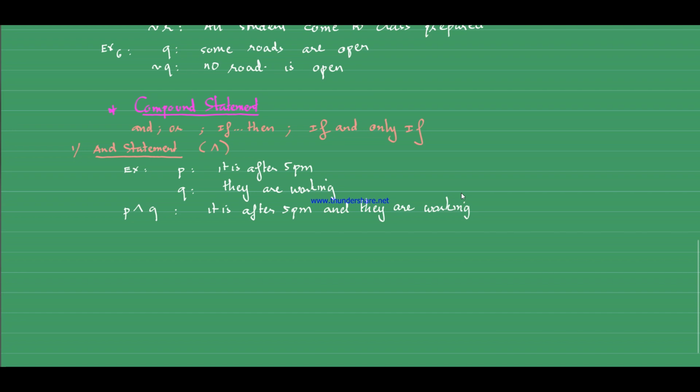Now, what if I want to negate one of the statements here? What if I want to connect them and negate the second statement? So I use the negation symbol. I can translate this simple statement right here into a sentence: it is after 5 p.m. and they are not working.